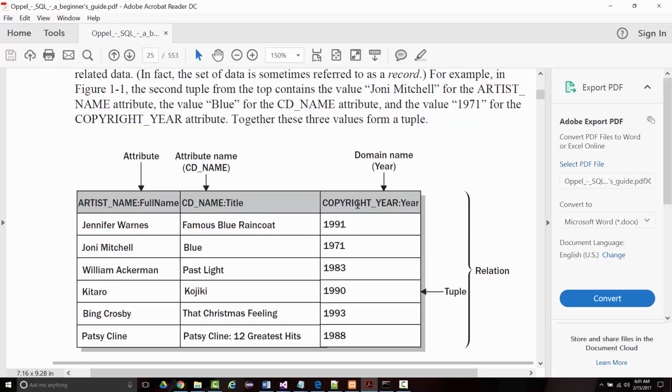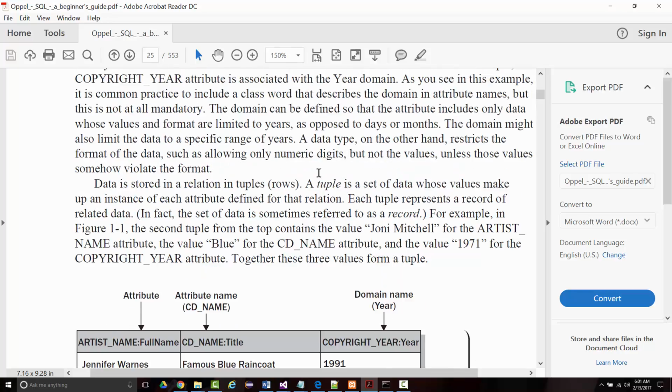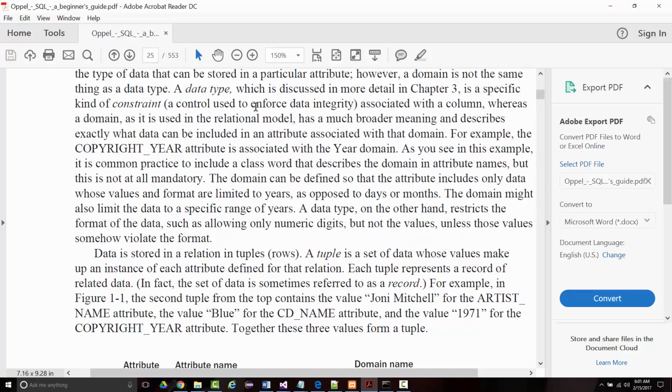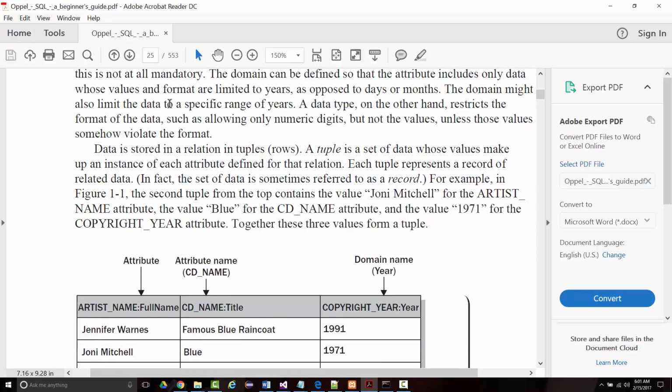So let's say that the first CD that's out there was copyrighted. Let's even be a little nuts here. Let's say it was 1900. Then the actual domain for the year would be 1900 through 2017, the current year. We'll talk about data types more in Chapter 3. We'll talk about constraints more in later chapters.